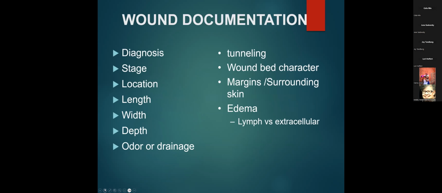So in terms of wound documentation, you want to come up with the diagnosis, the staging. So it's a pressure ulcer versus a venous ulcer versus an arterial ulcer. You want to stage it, as we had just discussed. You also want to identify the location, and then the 3D dimensions: its length, width, and depth. Does it have any odor or drainage? Can you identify any tunneling by a sterile cotton tip probe?